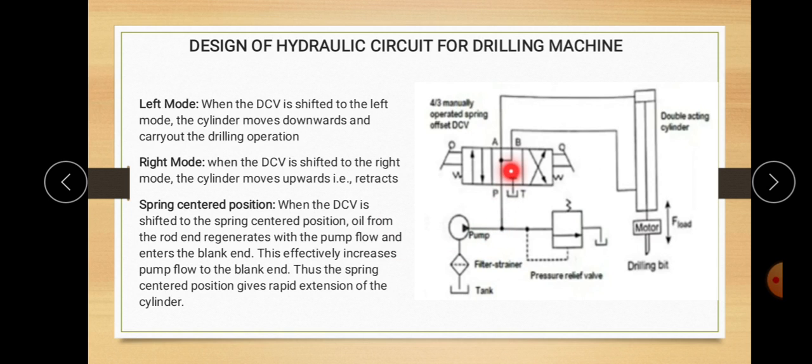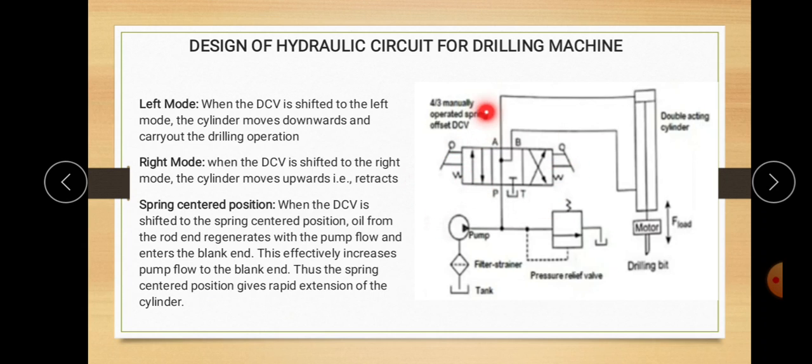In between the DC valve and the pump, a pressure relief valve is connected. The pressurized fluid from the pump enters through the pressure relief valve and then enters the DC valve. Here a DC valve is present. We can see it consists of three positions and four ports, hence it is known as a 4/3 DC valve. Here a lever is located, so it is called a manually operated, spring offset DC valve. So this is the DC valve.